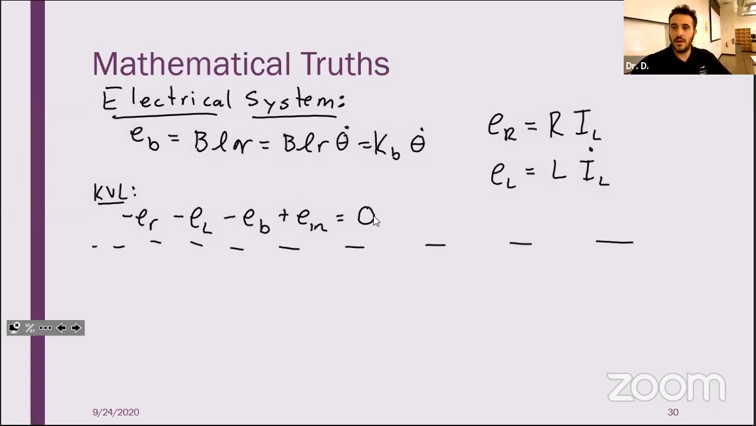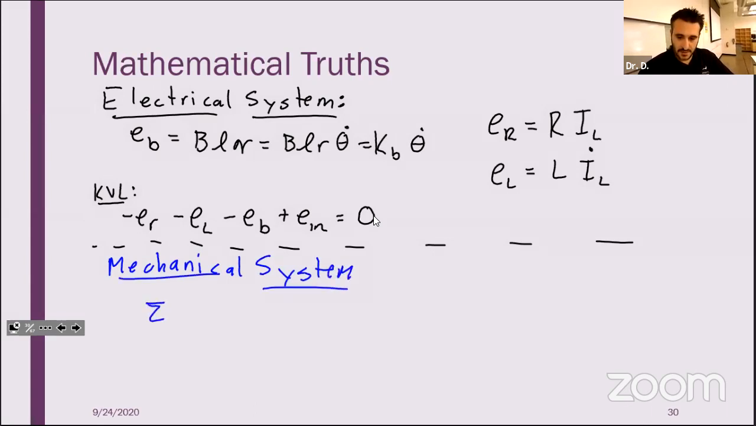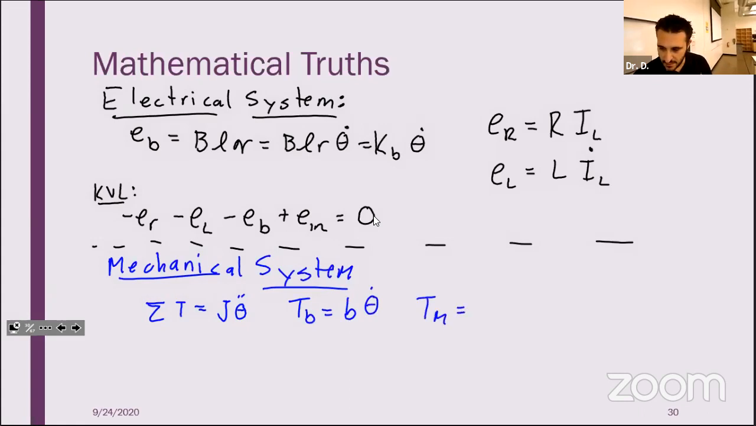I'm going to put my mechanical system truths down here. First and foremost, the sum of my torques is equal to J theta double dot. I also know that I have a damper. My motor torque is KT or KM, depending on. So you will see KM and KT used interchangeably, right? The motor constant, torque constant.